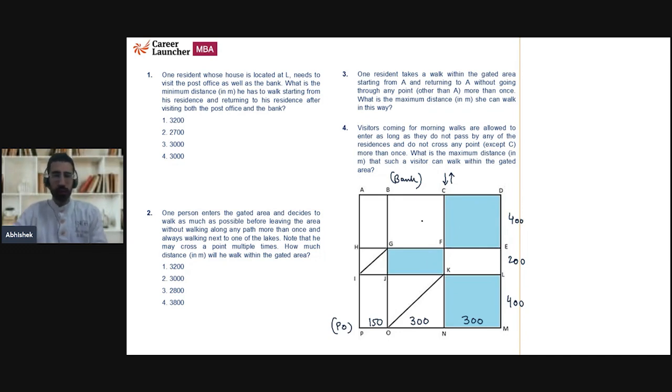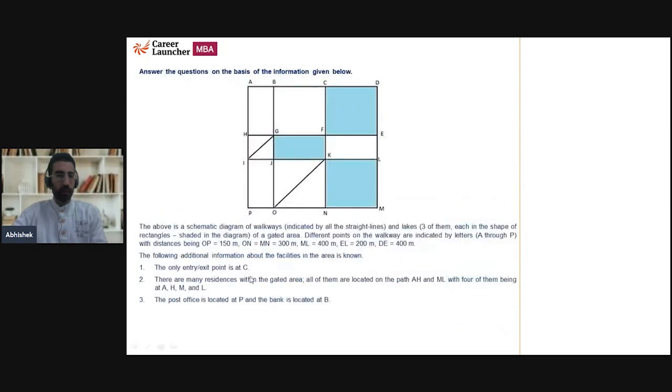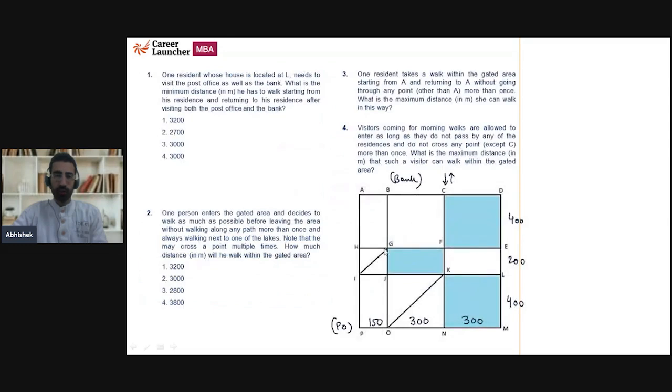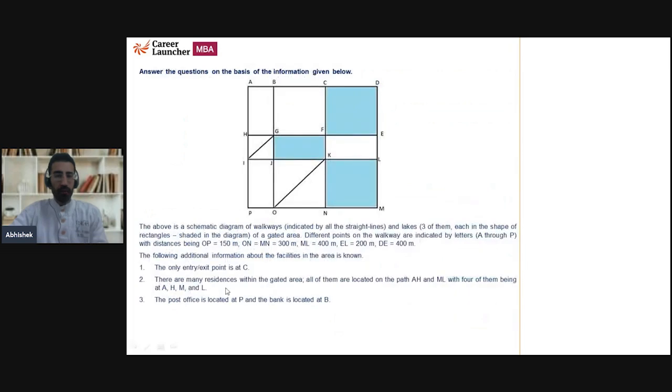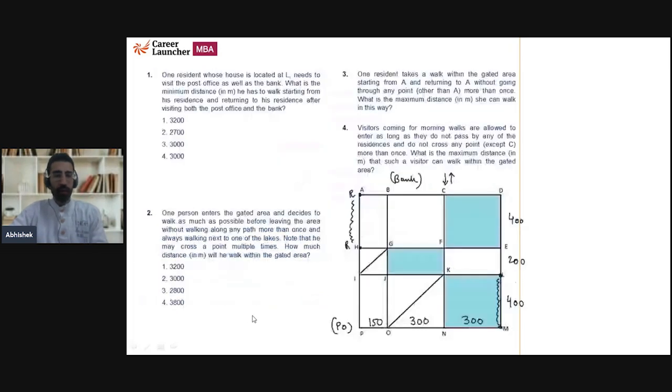Great. Let's look at the questions. Are we missing something else? Let's go back. Only entry exit point is at C. We've done that. Residences. We have to mark the residences. There is one residence here, there is one residence here, and there are residences along AH and ML as well. And of course, there's a residence at M and there is a residence at L. Super. Post office P, bank located at B.